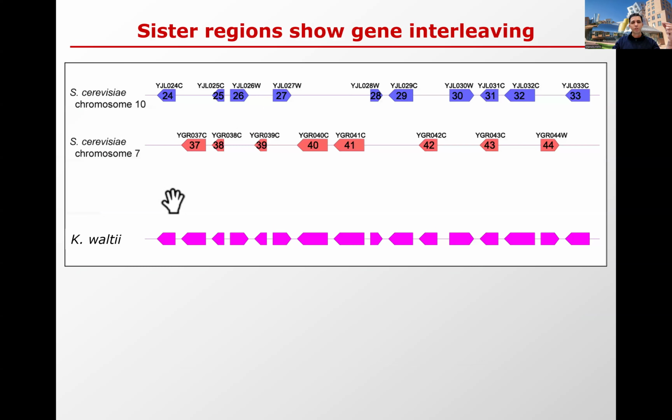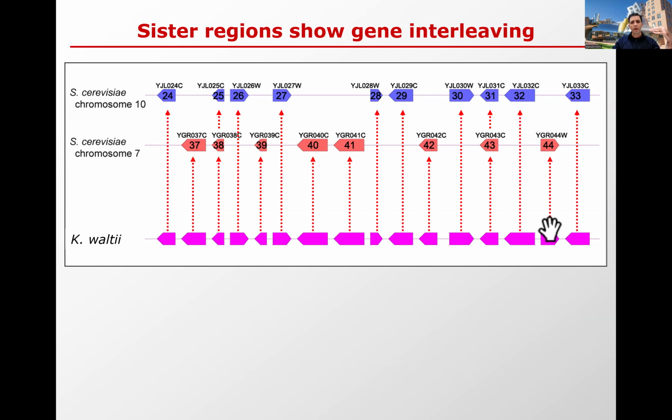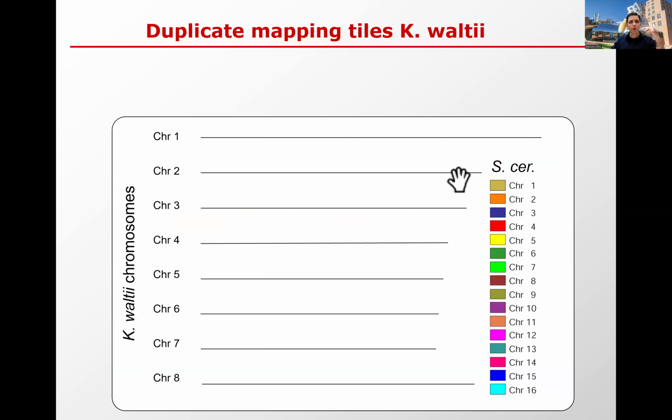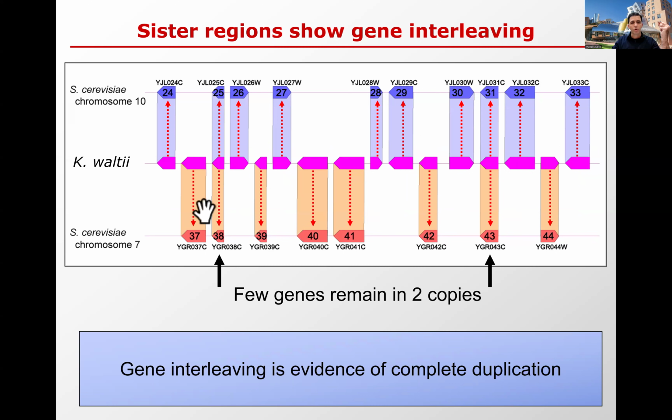So at every position, you end up with a region of one species mapping to two different regions of another species. But the way that this mapping happens is not that all of the genes are in both regions. There's only two genes that are in two copies, but all the other genes are simply interdigitated with each other. So what goes on here?